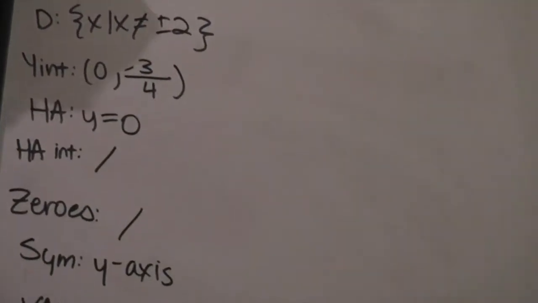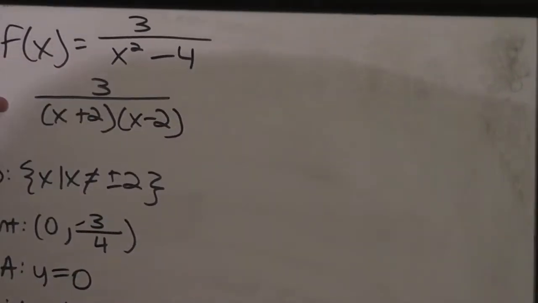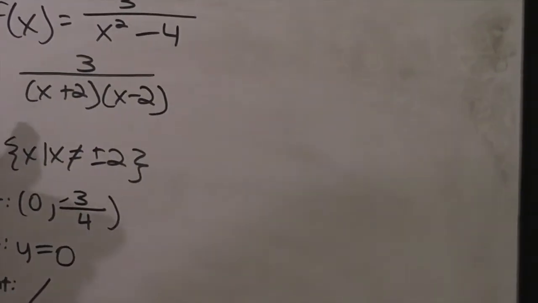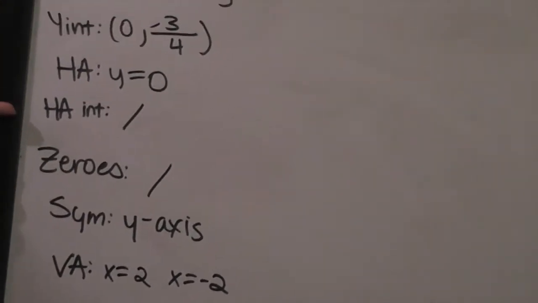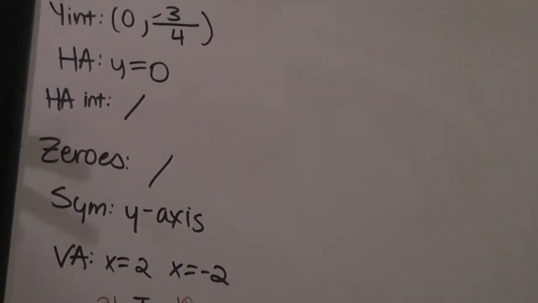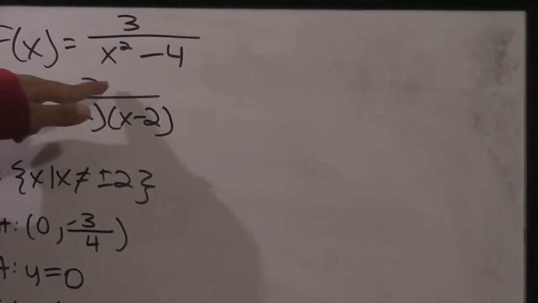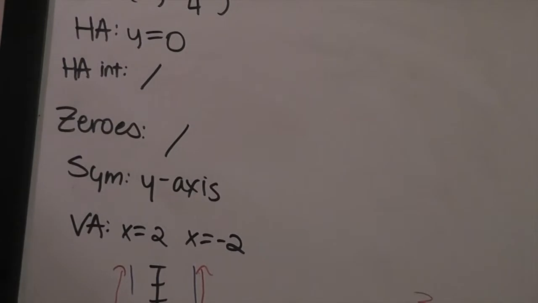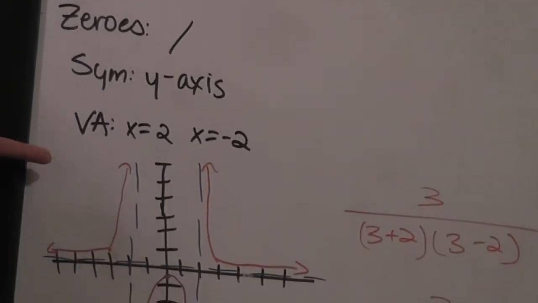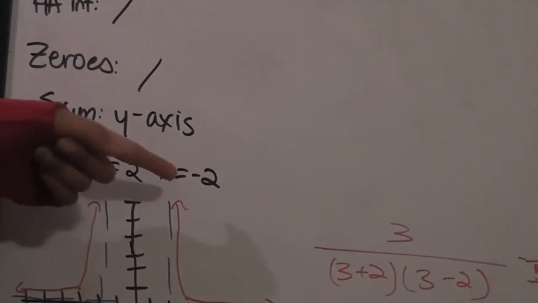Then your horizontal asymptote. Here, the degree of the bottom is greater than the degree of the top. And the rule is that when the degree of the bottom is greater, then your horizontal asymptote is going to be y equals 0, which is what it is in this case. Here we don't have any horizontal asymptote intersections, nor do we have zeros, because there is no x value on the top. And then for symmetry, it's about the y-axis, which we can find after graphing, and your vertical asymptotes are going to be x equals 2 and x equals negative 2, as we found in the domain.